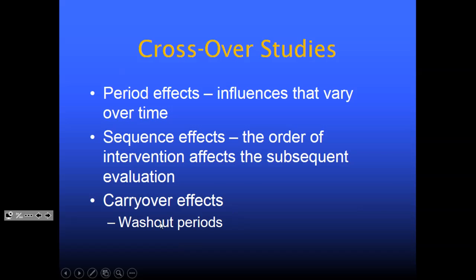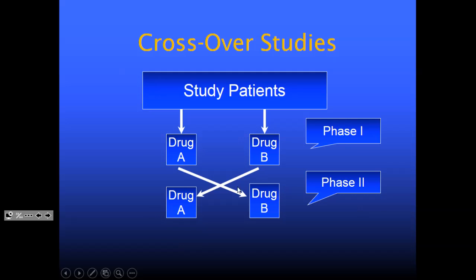And then you've got your carryover effects. You know, sort of the half-life of the drug. If patients get vitamin C12 and then they cross over to vitamin B12, is there going to be any carryover of the first drug, vitamin C12? Typically, how many half-lives does it take to get rid of a drug?